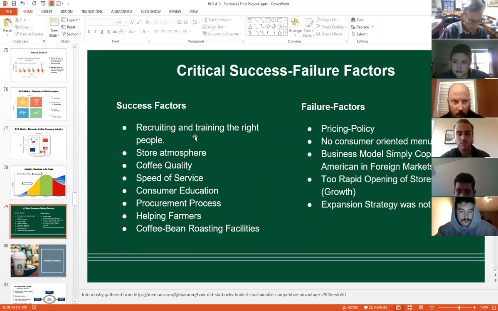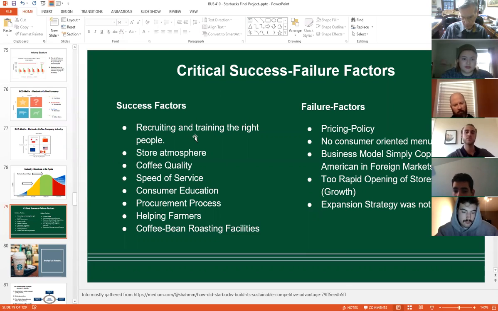Now we have the critical success and failure factors. Success factors are the recruiting and training of the right people, and store atmosphere, as I mentioned in the first couple of slides. Then the coffee quality, which is much different than its competitors. The speed of service, which has been improved by technology. If you go to the Starbucks app, you can order your coffee, pay, and just go grab it and leave the store.